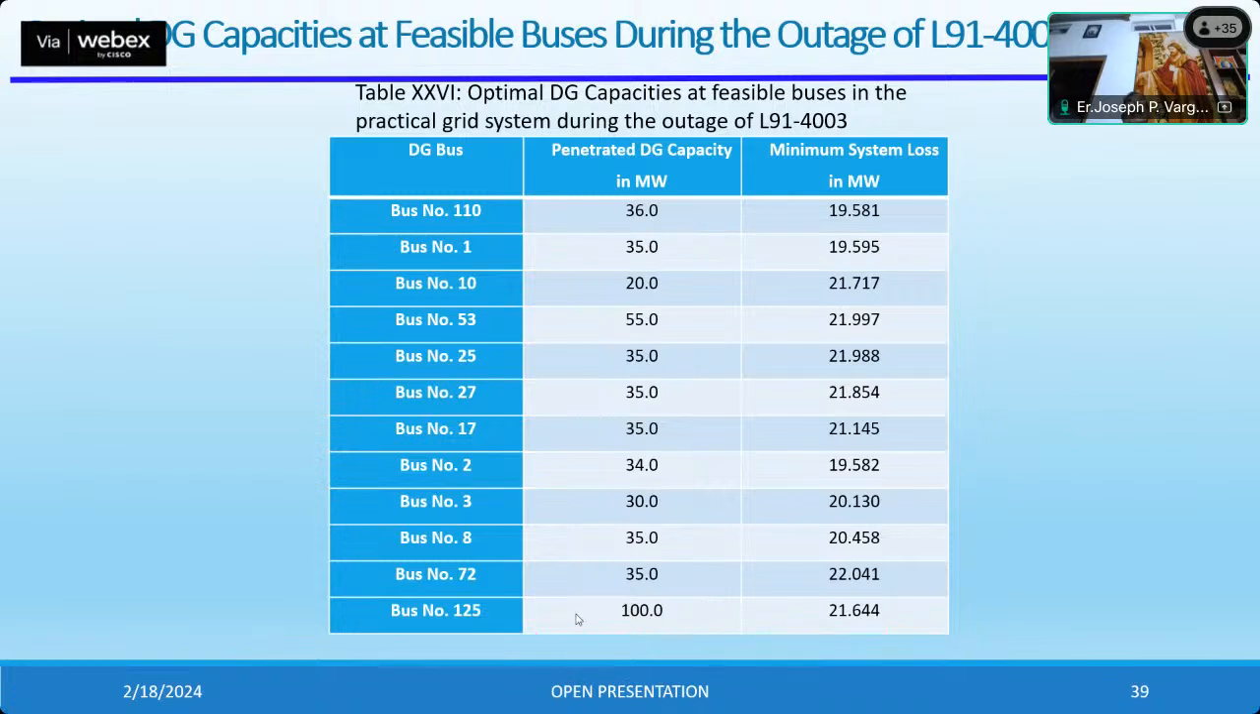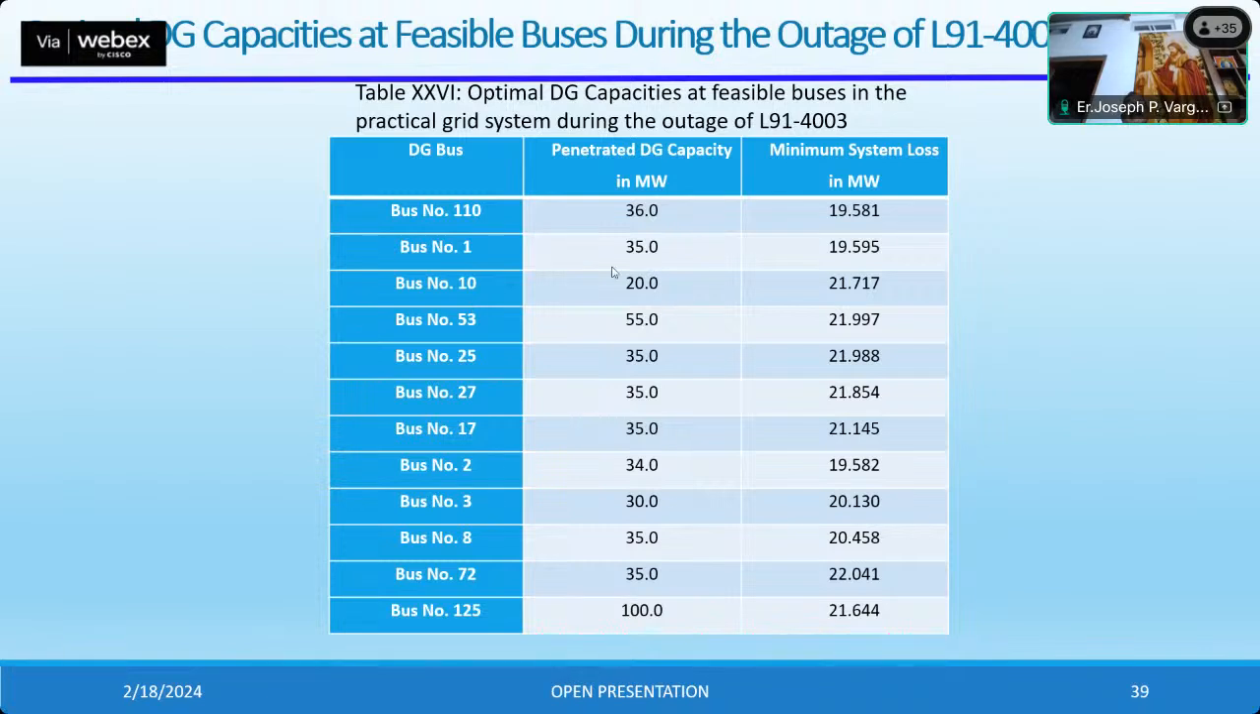We have compared the present losses due to the penetration of DG up to 65 megawatt at bus number 26, which is the CIAL bus. And we know that this is the optimal capacity and this is the optimal location.